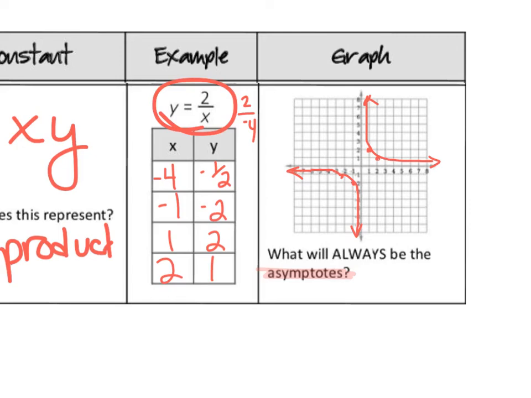And there's some vocabulary here, which you've probably not heard before. It says, what will always be the asymptote? What this means is I have the x-axis and the y-axis here. It will never, ever, ever touch them. So our asymptotes are at the line x equals 0, that would be my vertical line, and at the line y equals 0. Our graph will never touch those.